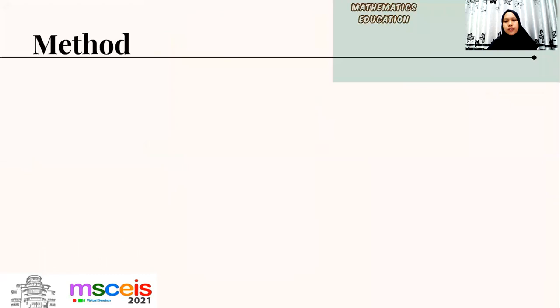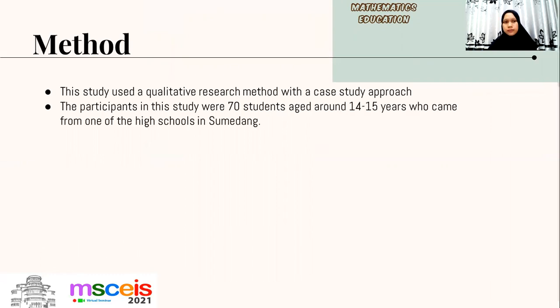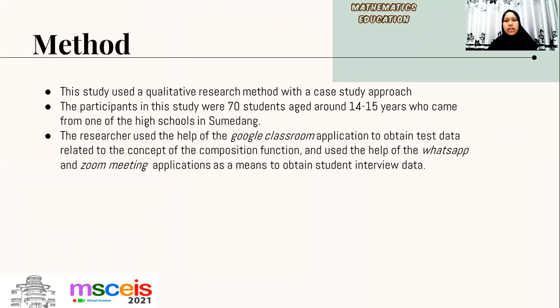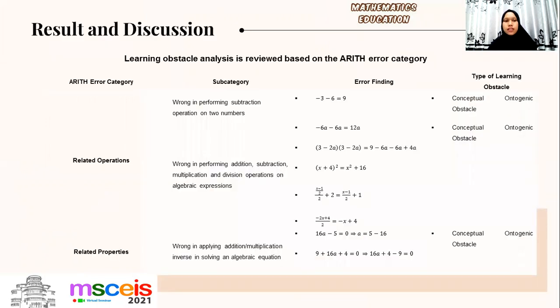The second is method. This study used a qualitative research method with a case study approach. The participants in this study were 70 students, aged around 14 to 15, who came from one of the high schools in Sumedang. The researcher used Google Classroom to obtain test data related to the concept of composition function, and used WhatsApp and Zoom meeting as a means to obtain student interview data.